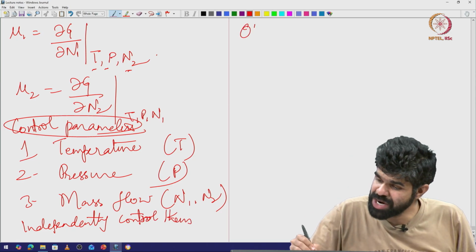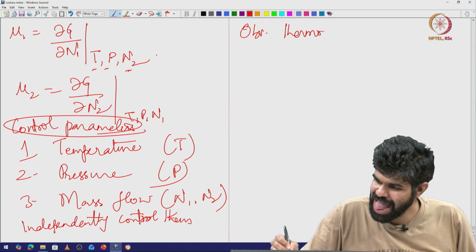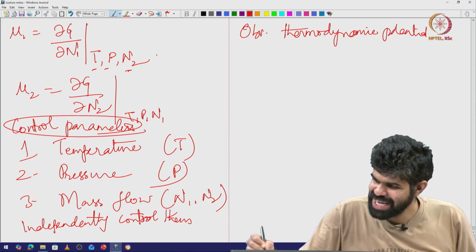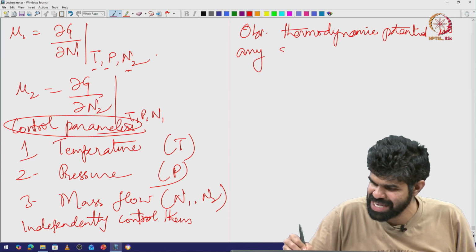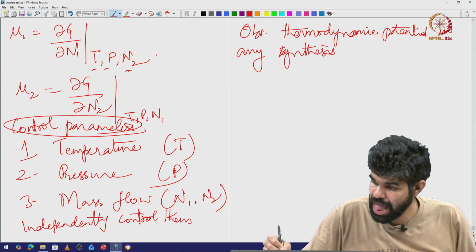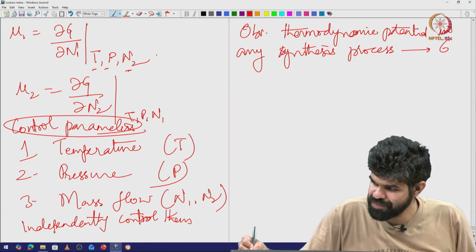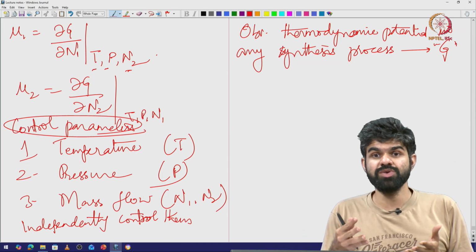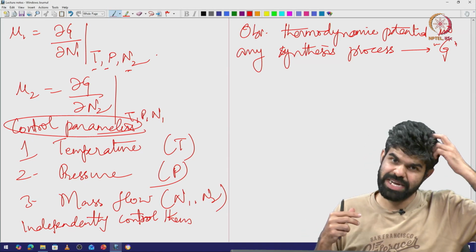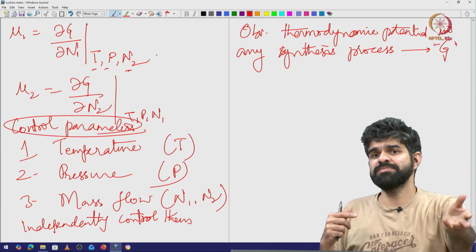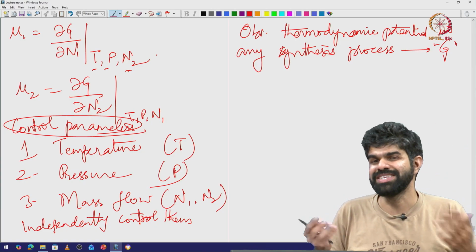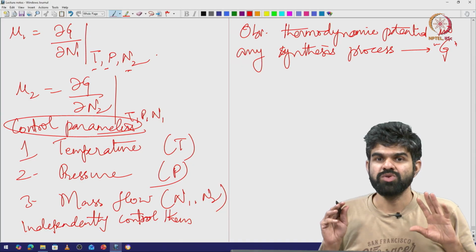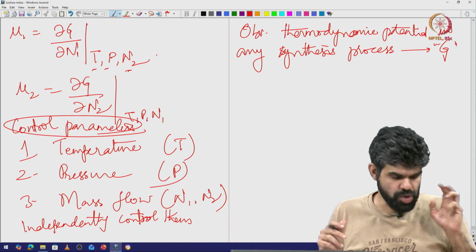And so, the obvious thermodynamic potential in any synthesis process then becomes G, even in an open system. The extra control that I have put in, compared to a closed system, is mass flow. So, with mass flow control I can put in a number of atoms, I can remove a number of atoms, I can put in the mass flow essentially. That is a controllable parameter, and since that is a controllable parameter, G for open systems is still something that I want to use.